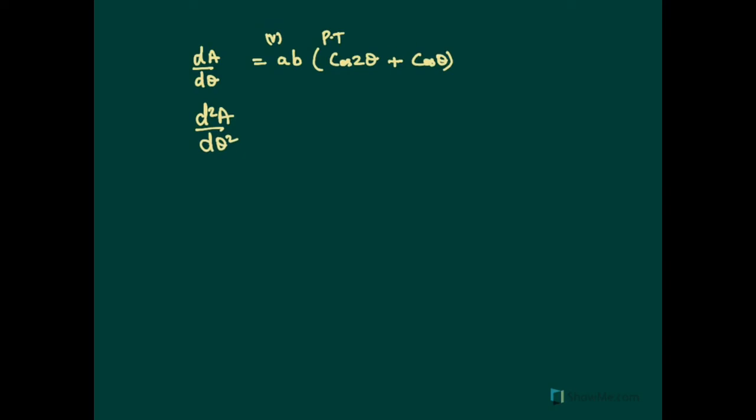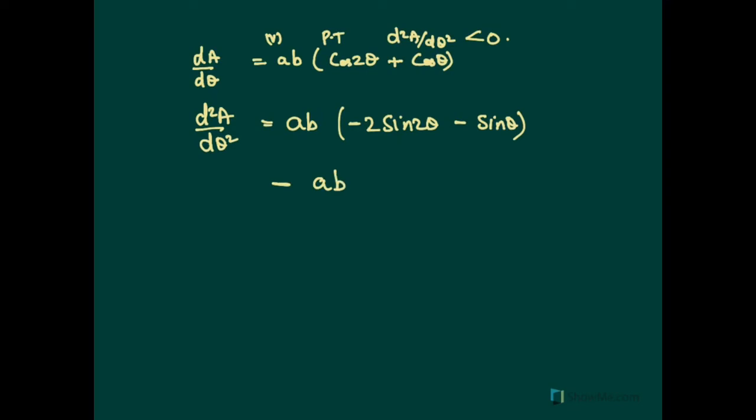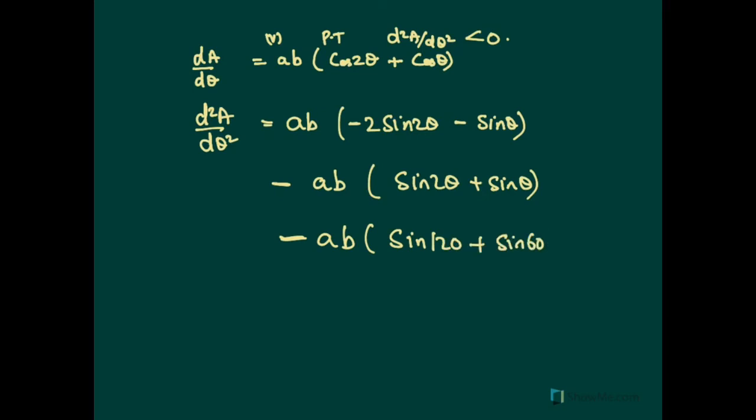Prove that d2A by d theta square is less than 0. So AB is outside. So minus sine theta, minus 2 sine 2 theta. Now we need to substitute, so you'll get minus AB, minus goes out, a 2 is there, of course, I forgot the 2 part. So sine, whatever it is, there is a minus sign out, so it's clearly a negative quantity.